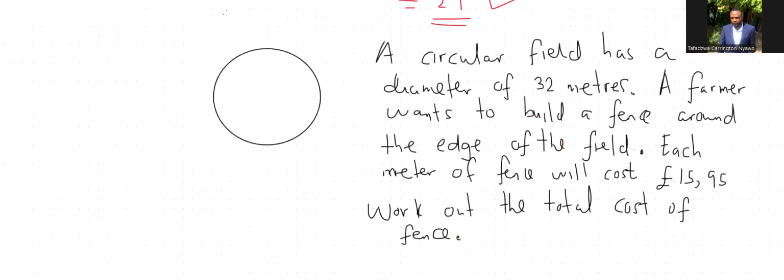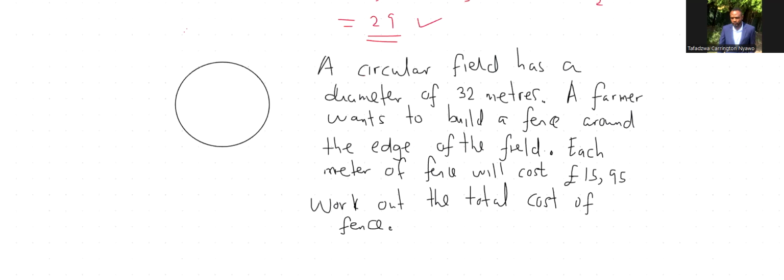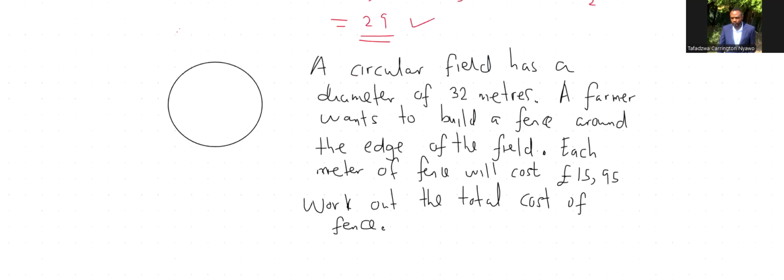Okay, so let's read it out first. All right, so this one says a circle field has a diameter of 32 meters. A farmer wants to build a fence around the edge of the field. So what does the farmer want to do? The farmer wants to build a fence around.